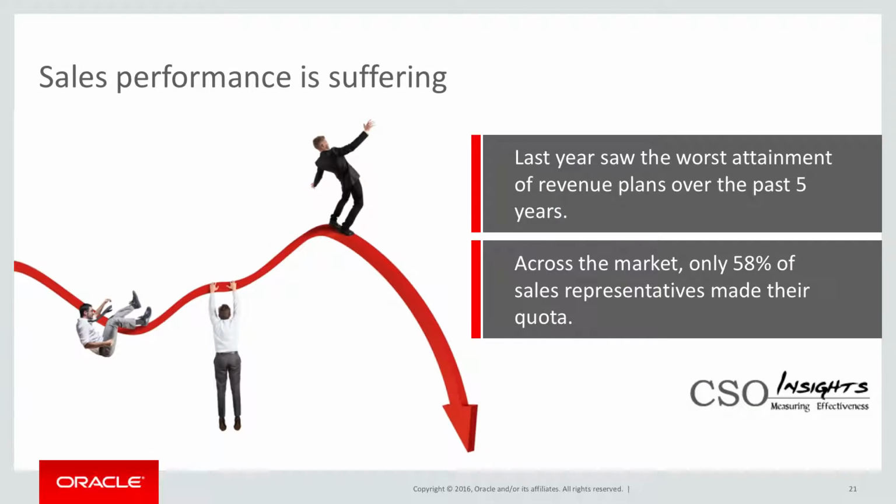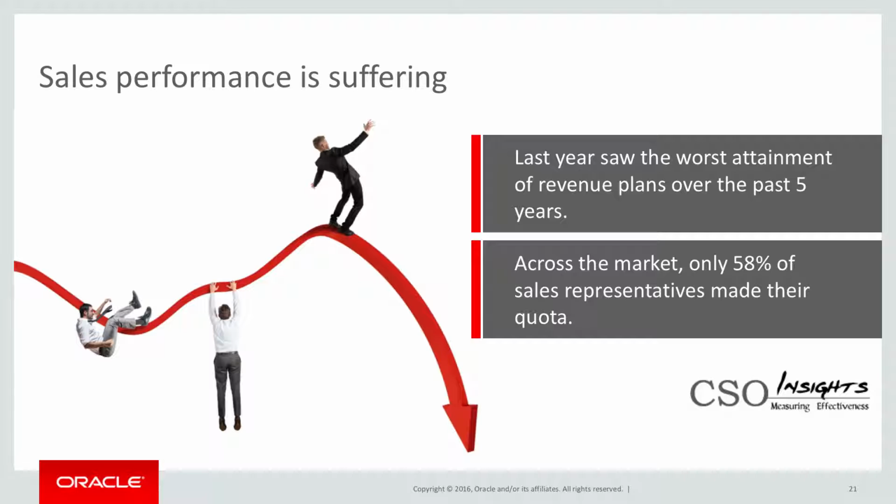We take that a step forward, and we just look at the numbers for last year, and we see that it was perhaps the worst attainment in revenue plans over the last 5 years. Well over half, almost 60% of sales representatives, aren't making their quota. So something has got to be done.